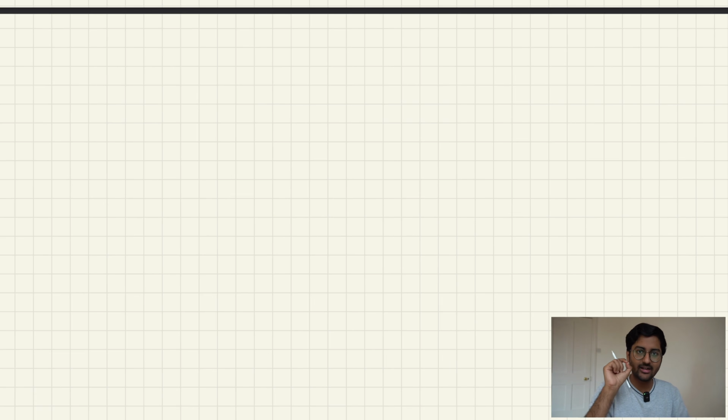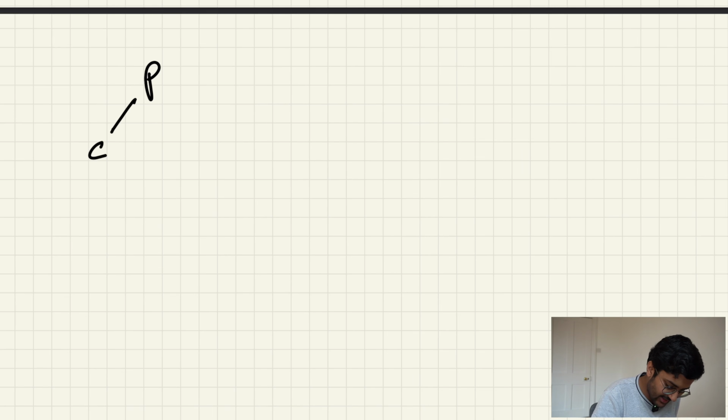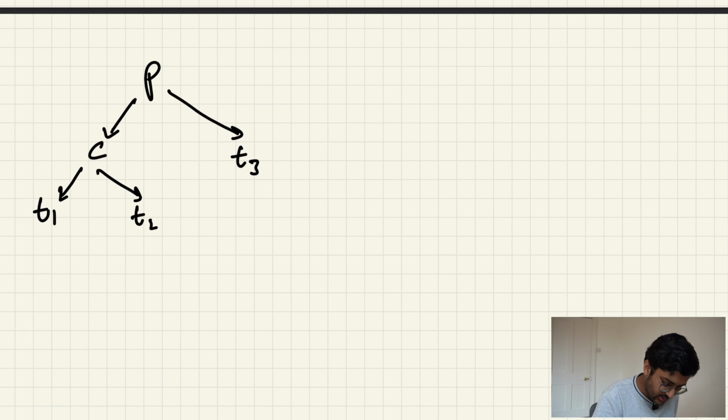So what is the basic method via which the tree will adjust itself? What is the basic method? Let's see. So let's say you have a node. Let's say this is a parent node. This is a child node. This is tree number 1. This is tree number 2. This is tree number 3.